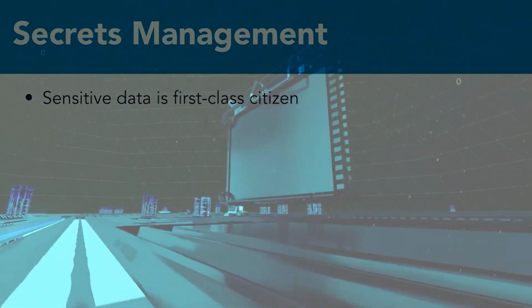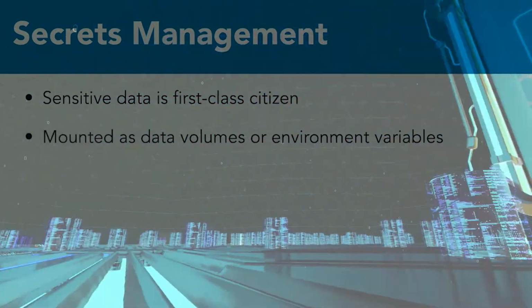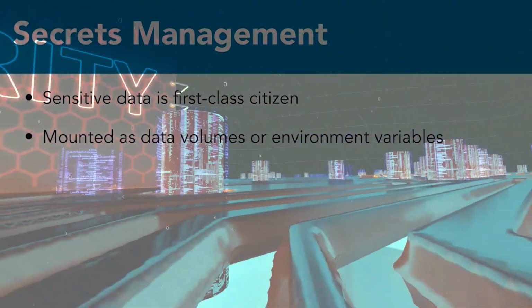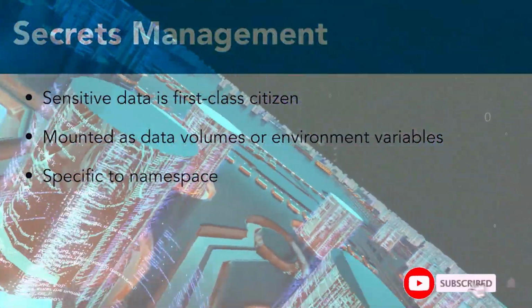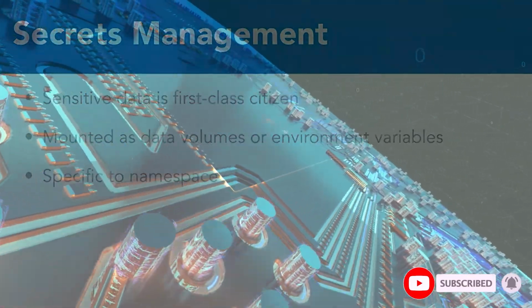Management of secrets. Sensitive data is a first-class citizen in Kubernetes. Secrets are mounted as data volumes or environment variables. They are also specific to a single namespace, so aren't shared across all applications.